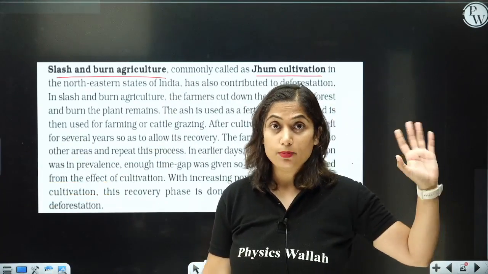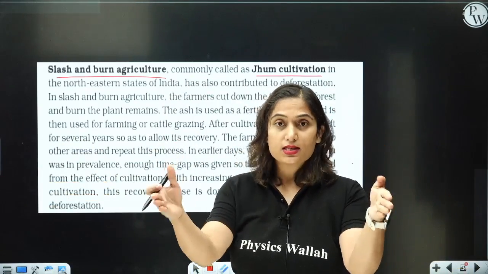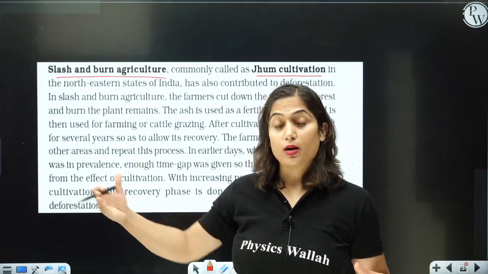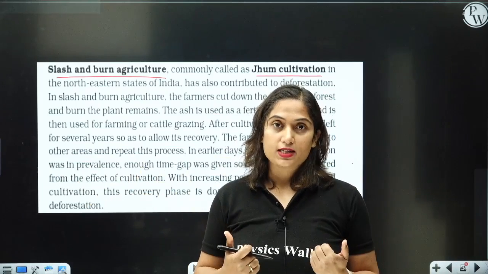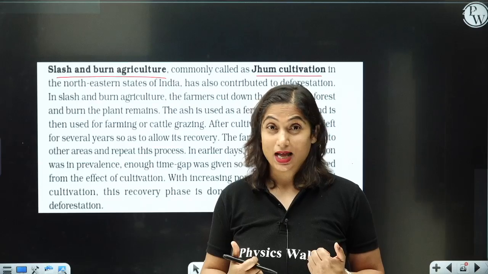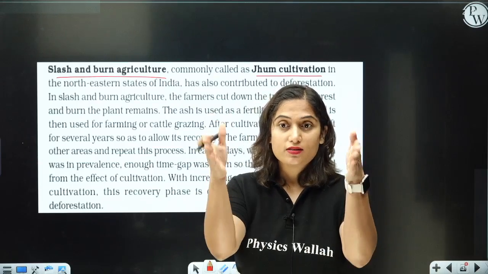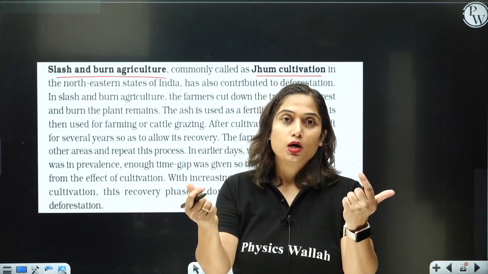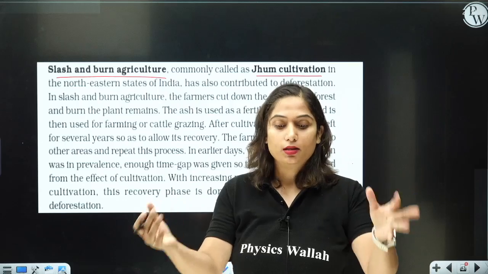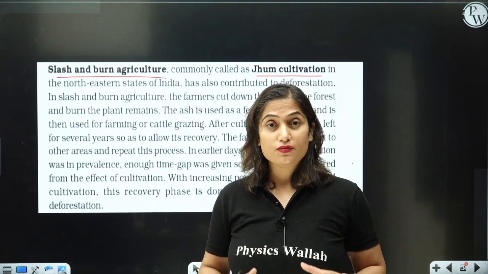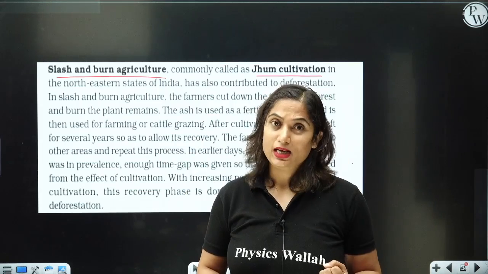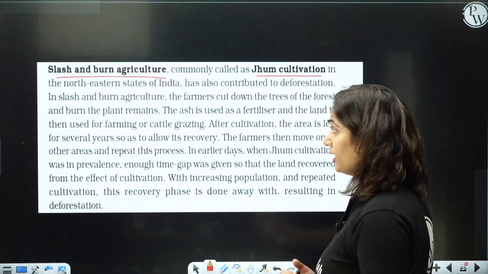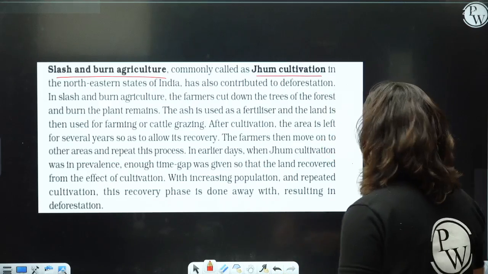In the previous time, it was a good practice because the area which was previously cultivated and left for several months used to rejuvenate itself. But these days it has become a malpractice. How? Because this area is not left for several months. Just after a month, the next crop is sown. Because of this, the nutrition of the soil is getting depleted. So this is one of the major reasons for the lost nutrition of the soil.